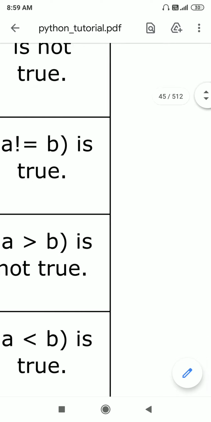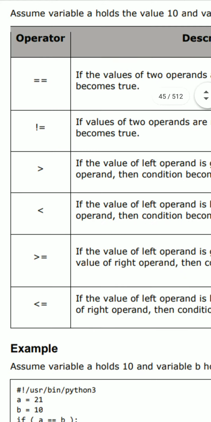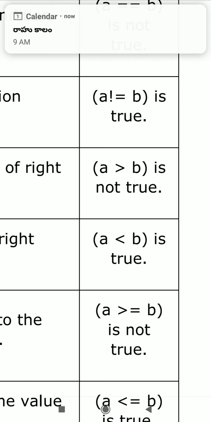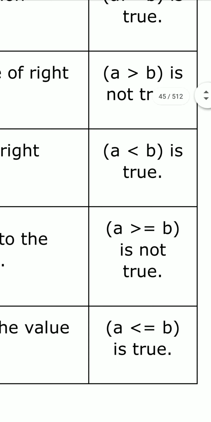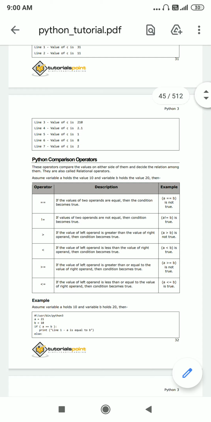Here the not equal to operation is performed on the a and b values. If a is not equal to b, then in that case the result is true. If a is not equal to b is not true, then the result will be false. And the next operator is the greater than operator. If the value of the left operand is more than the value of the right operand, then we get the result as true, otherwise we get false. And the next operator is less than. Here the less than operation is performed on the two operands a and b, and if the value of the left operand is less than the value of the right operand, then only we get the result as true.